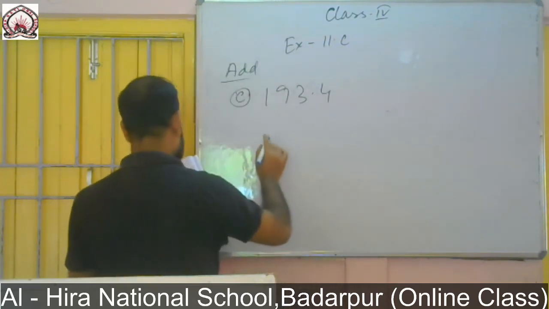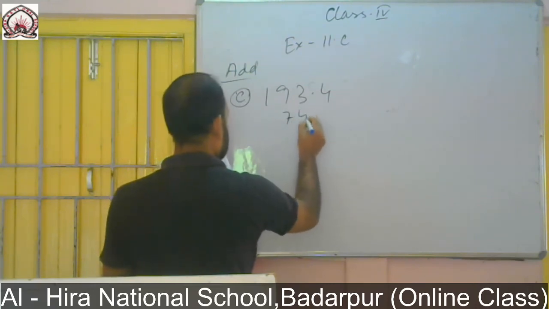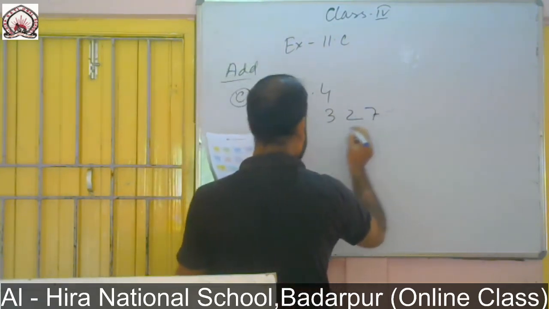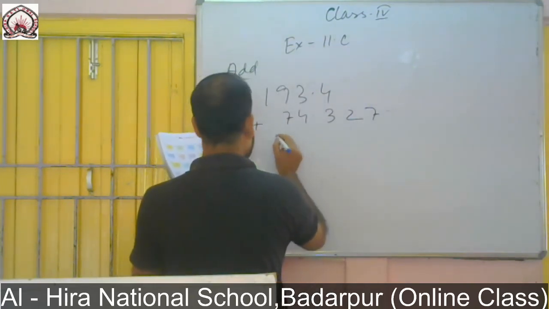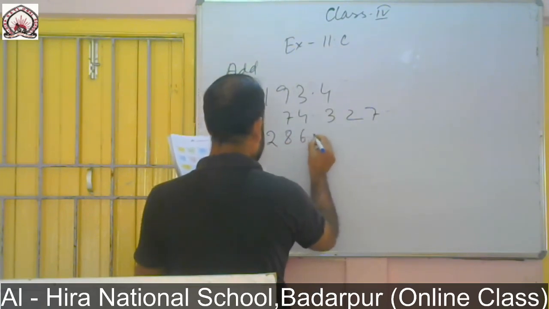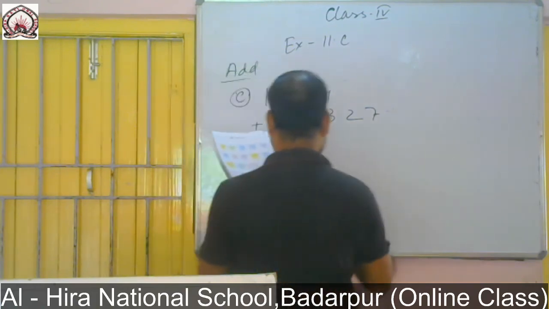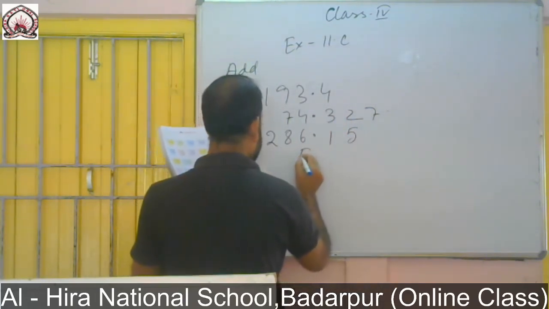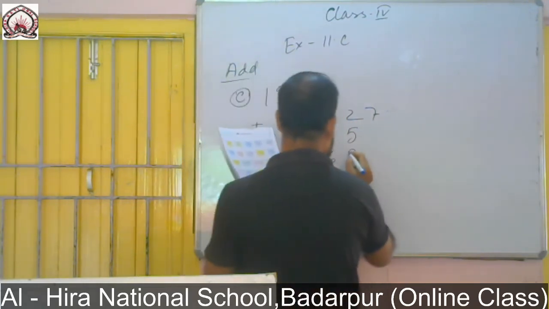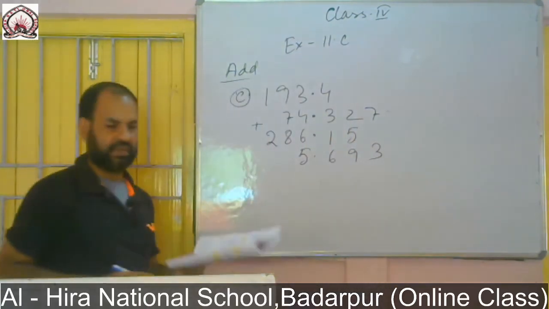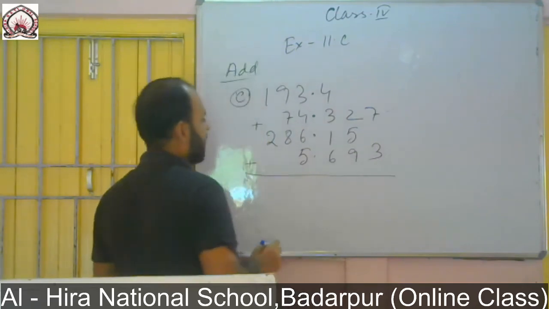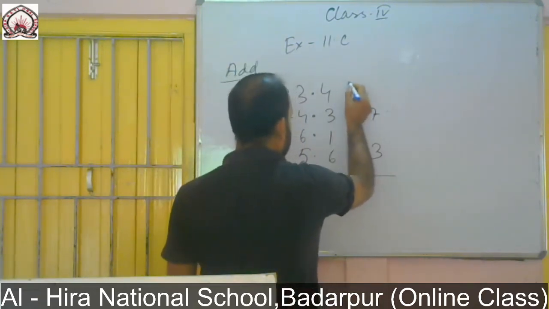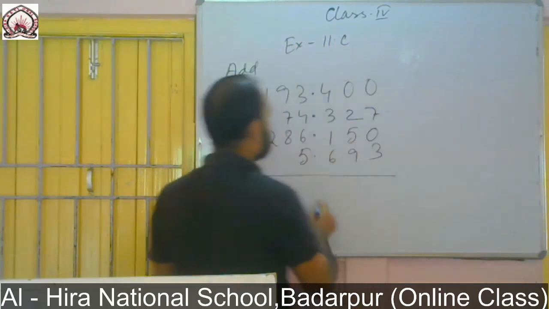193.4, next 74.327, next 286.15, next 5.693. So here if we want to make it like decimal, then we can do it easily. We put one zero there, another zero there, and another. So now we can do it easily.